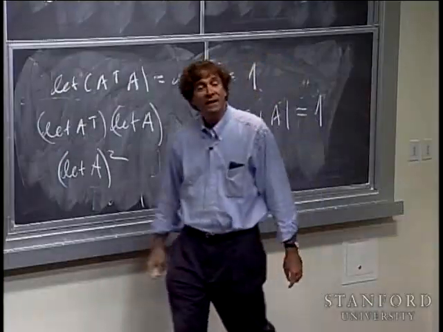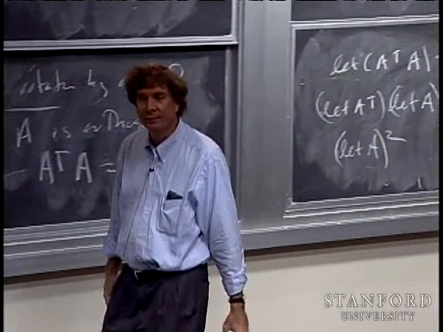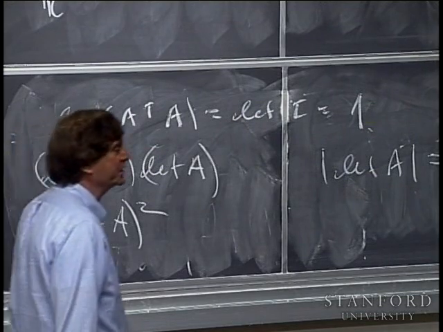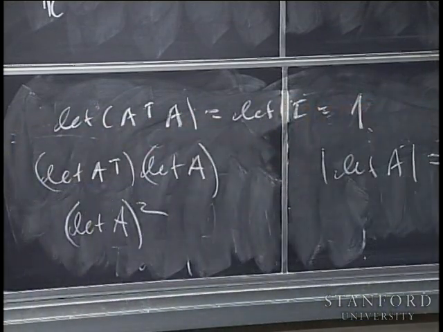The geometric meaning of that is that A preserves volumes. And it does. It's just a rotation. It's a rigid motion. So it is not distorting volumes. Volumes are distorted under a linear transformation by the absolute value of the determinant. But in this case, the absolute value of the determinant is 1.